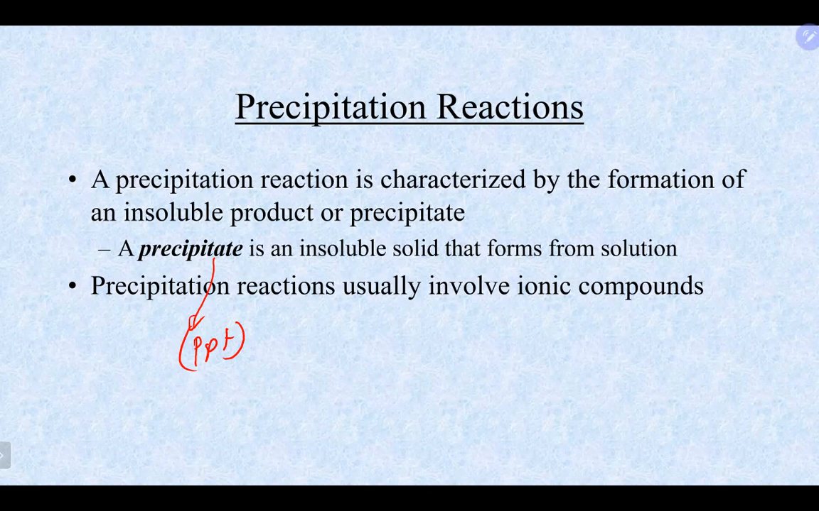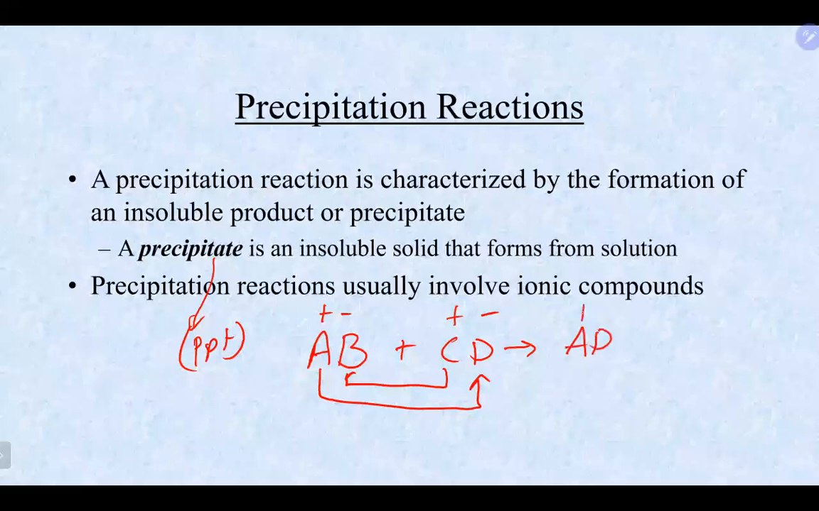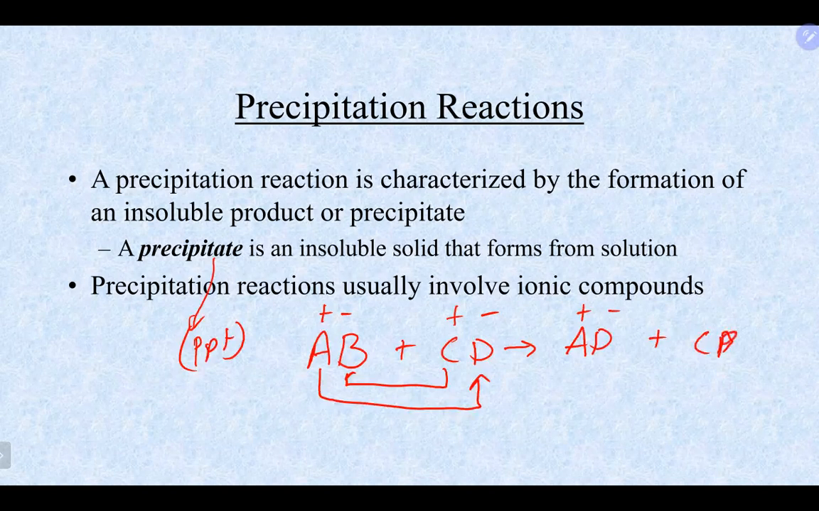So precipitation reactions usually involve ionic compounds. And once again, although they are a more specific way of classifying a reaction, they are still ultimately double displacement reactions, where basically the A ends up with the D, the C ends up with the B, again making new ionic compounds where one of these guys will make a solid.